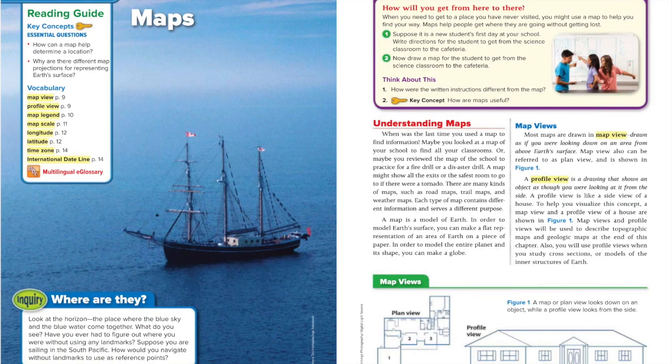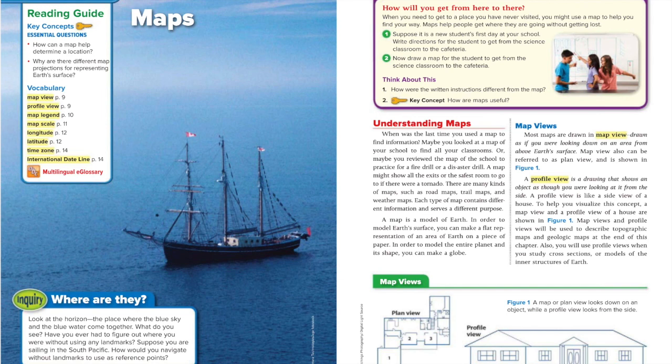So when was the last time you used a map to find information? Maybe you looked at a map of your school to find your classrooms, or maybe you reviewed the map of the school to practice for a fire drill or a disaster drill. A map might show all of the exits or the safest rooms to go if there were a tornado. There are many kinds of maps, such as road maps, trail maps, and weather maps. Each type of map contains different information and serves a different purpose.